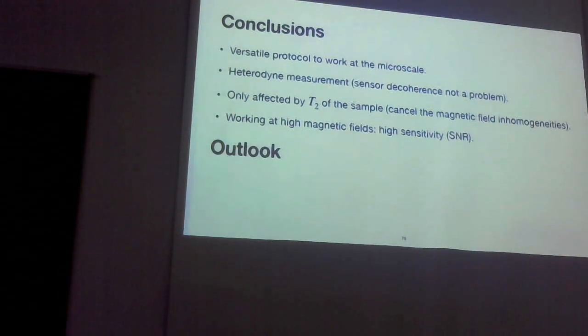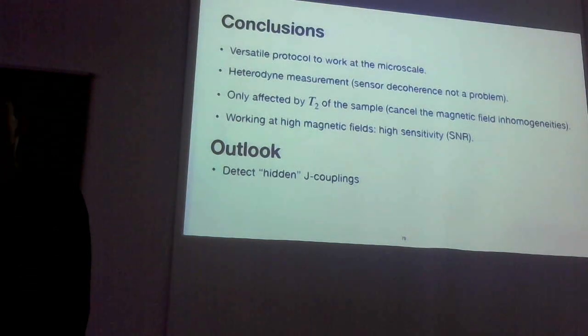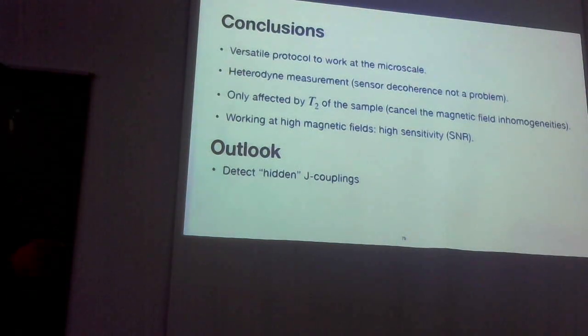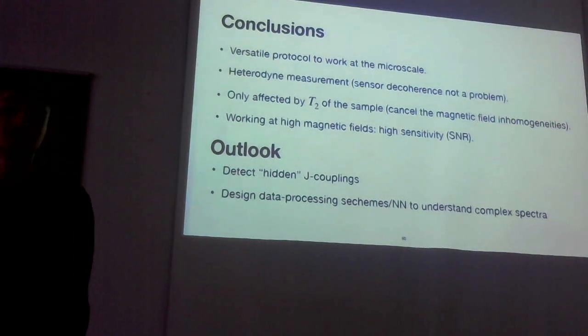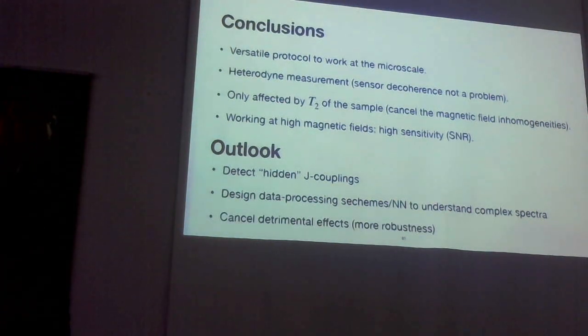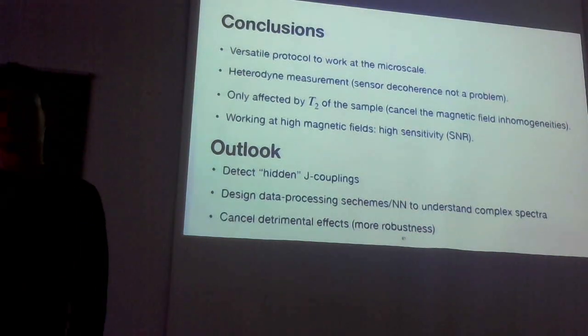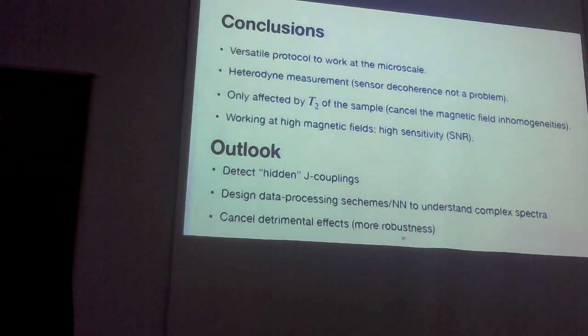And an outlook for that would be, here we could try to design a more complex protocol to detect hidden J-couplings. I didn't talk about that, but in some molecules you have J-couplings which you are not able to detect, even when applying this kind of protocol, so it would be an extension of this work. And the other one could be to design data processing schemes or neural networks to be able to interpret these complex spectra that I showed you before, so you do not have to use, for example, Bayes' theorem, which is very expensive. And also cancel further detrimental effects during, for example, your detection stage. So this would be it.